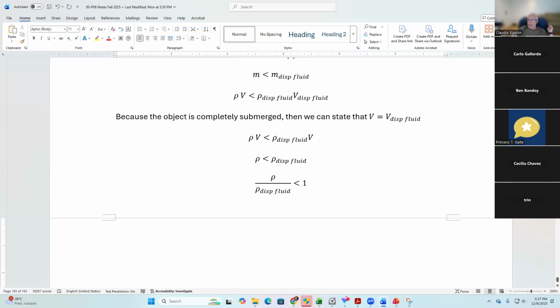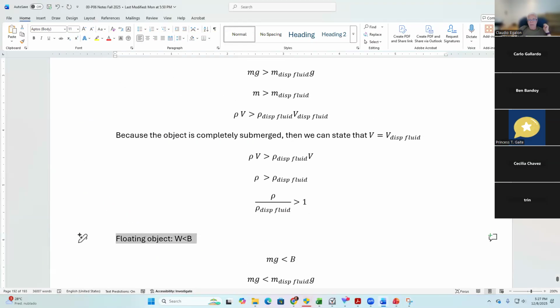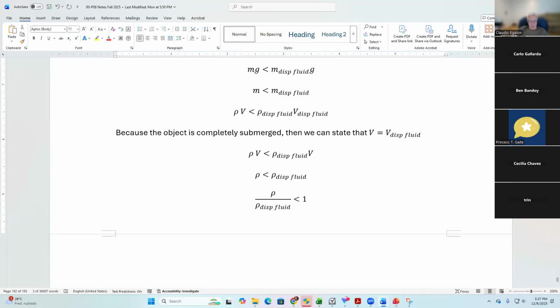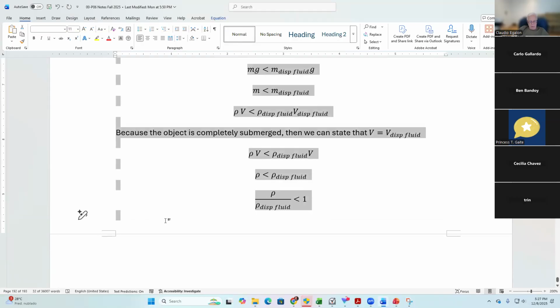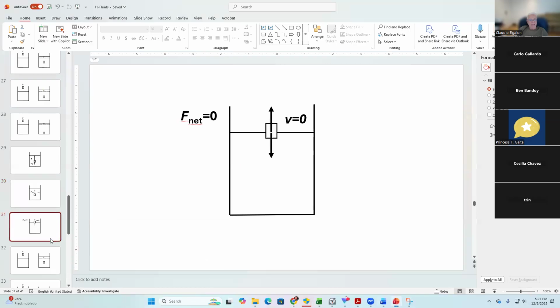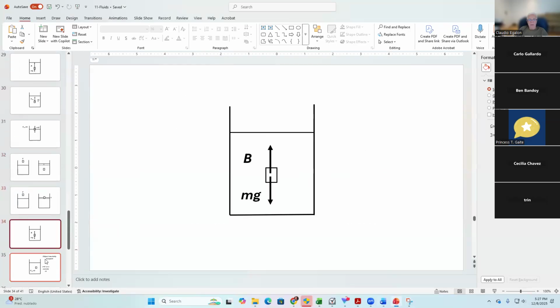Okay. And now the last one, for an object to be neutrally buoyant. Neutrally buoyant means that the net force applied to the object is zero. For a neutrally buoyant object, the condition must be that the weight equals the buoyant force. Here you go. That's how you should visualize it. The buoyant force equals the weight.